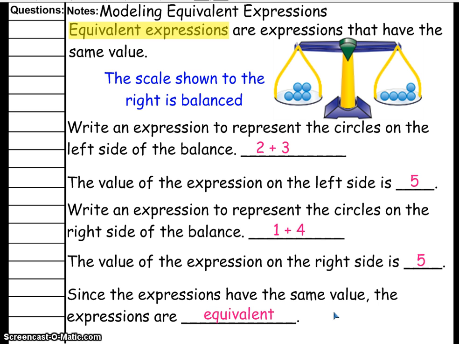Please notice expressions do not have an equal sign. They have numbers and an operation, but no equal sign. Or it could have numbers and letters as long as it does not have an equal sign.